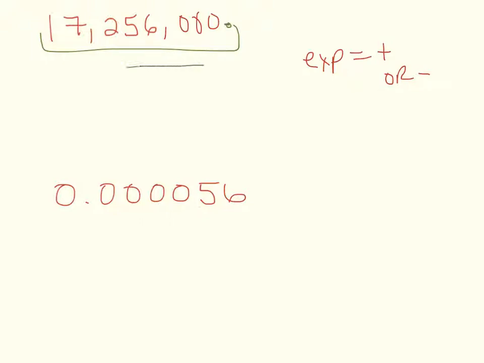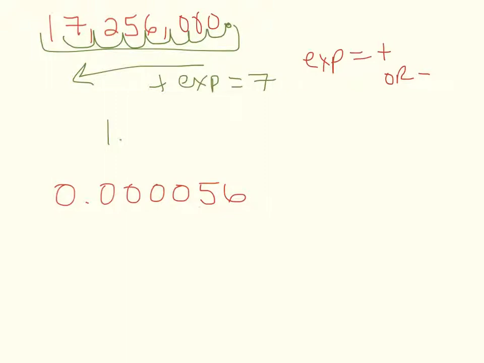So when we are moving our number into scientific notation and we go to the left, we will have a positive exponent. Okay, so what we're going to do is count how many times we move that decimal place until there is only one digit to the left of that decimal. So 1, 2, 3, 4, 5, 6, 7. Okay, so the exponent that we have is going to be 7.